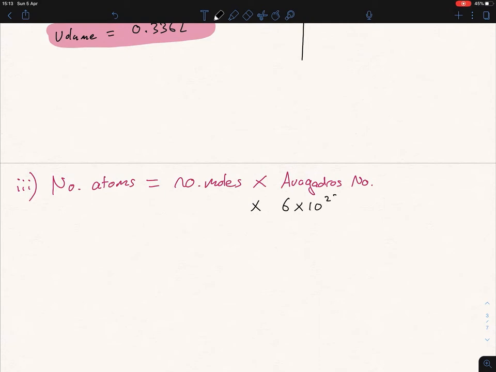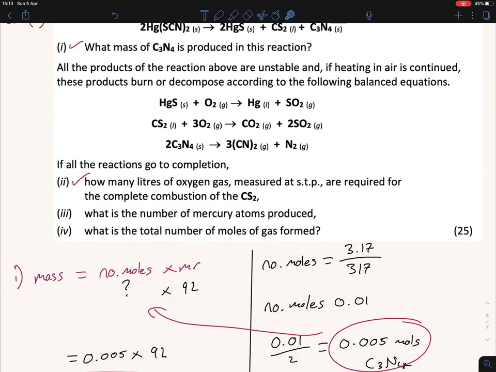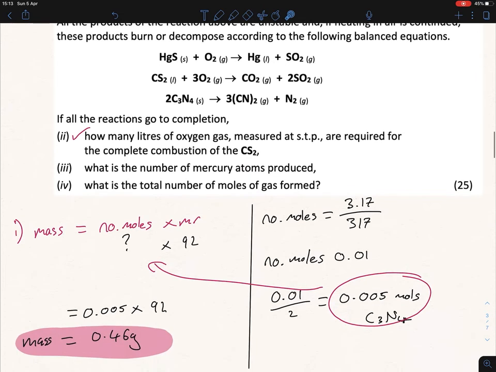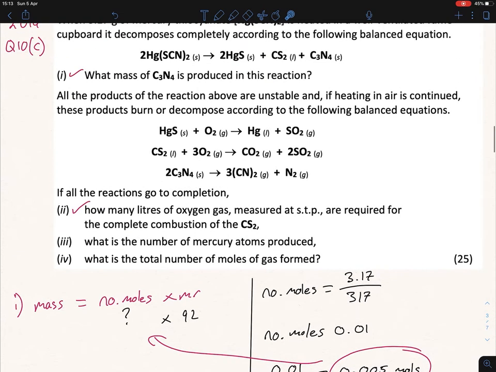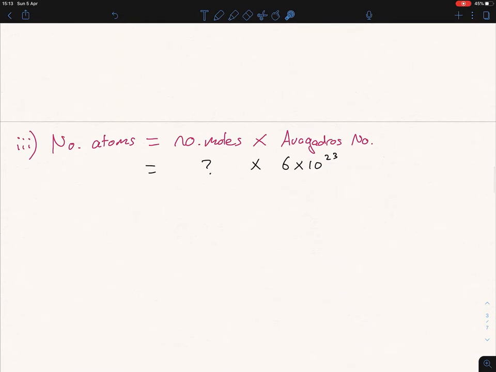So what's the story with the number of moles? Let's go back up to the question. What is the number of mercury atoms produced? We need to figure out the number of moles there. Now, we have it here. So these are your mercury atoms here. So that's Hg. Now, if we go back to the formula over here, we would be thinking that we would have 0. I'm going to just write it down as a side over here.